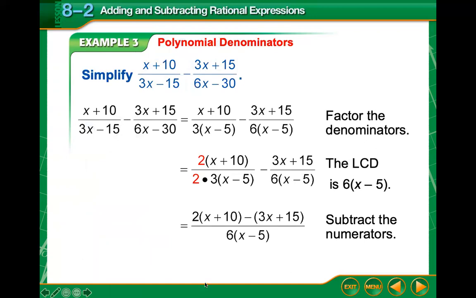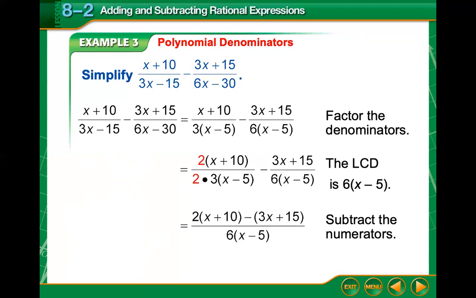Example 3, we're now going to use subtraction, and we're also going to have polynomial denominators. So x plus 10 over 3x minus 15 minus 3x plus 15 over 6x minus 30. Our first thing is to factor the denominators to see what we have in common or what we might need. When we do this, we find that our first fraction, x plus 10 over 3x minus 15, has a denominator of 3 times (x minus 5). And our second fraction, 3x plus 15 all over 6x minus 30, has a denominator of 6 times (x minus 5). So this one's pretty easy when we look at it.